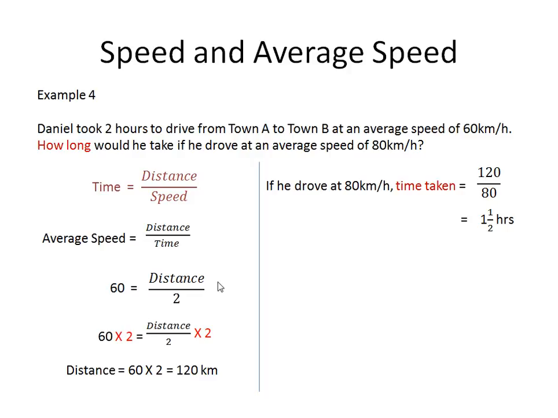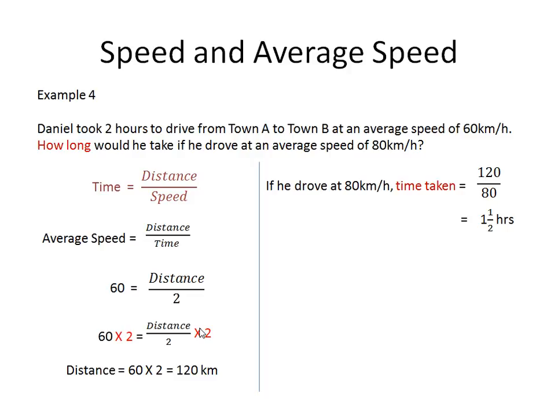Now this is an equation. 60 is equals to distance over 2 is an equation. There is a right hand side and there is a left hand side. And this is an equal sign. So in order to change this 2 into 1, I will multiply the right hand side by 2, and I have to multiply the left hand side also by 2 so that they both balance each other.